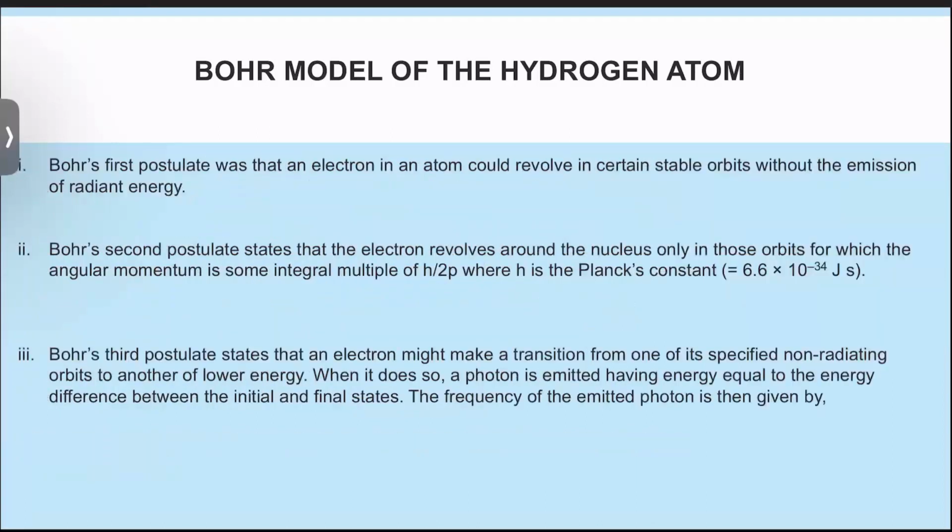He gave it in the form of three postulates. Bohr's first postulate stated that an electron in an atom could revolve in certain stable orbits without the emission of radiation energy. So this actually is a contradiction. This contradicts the electromagnetic theory that we had just seen.